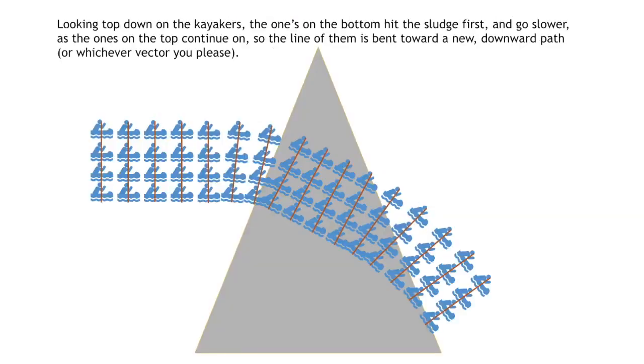So looking down on the kayakers, the ones on the bottom hit the sludge first and go slower as the ones on the top continue on like we talked about, so the line of them is bent toward a new downward path, or whichever vector you please. Left to right, and so on and so forth, looking top down, looking side on, either way.